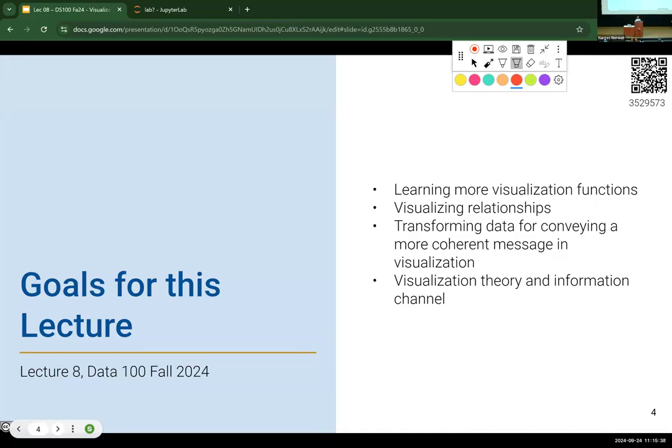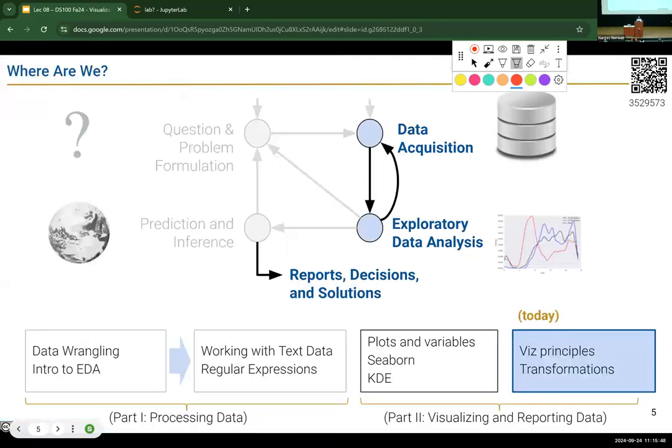At the end, we're going to talk a little bit about visualization theory, how you can use different information channels on the plot more effectively. So again, we're going to talk about some visualization principles, and we're going to talk about transformation. And transformation is really important.